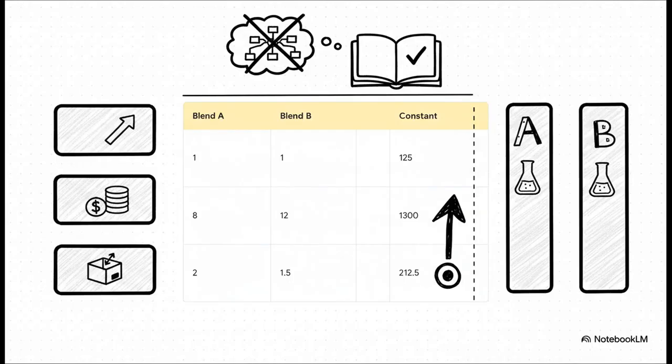And this is where the sheer elegance of a matrix comes into play. What you're looking at here is called an augmented matrix. Let's break this down very carefully. Each row represents one of our constraints, demand, budget, and storage, in that order.